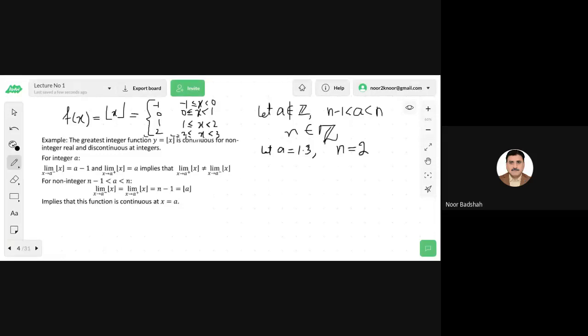Now, condition number 1, if we find f of a, that is f of 1.3, the greatest integer of 1.3. 1.3 is between 1 and 2, and for any value between 1 and 2, this value is what? That is 1. And 1 can be written as 2 minus 1, or n minus 1, because n in this case is 2. So that's why we say that f of a, if a is non-integer, is n minus 1.